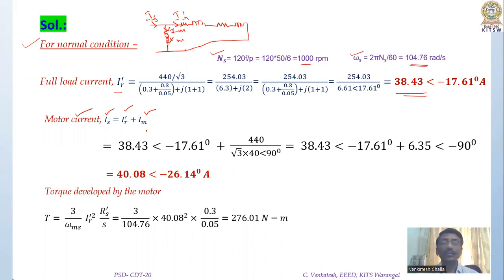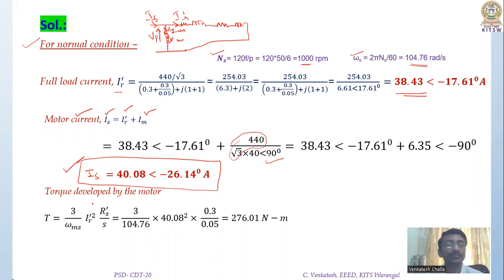So we have to find IM, then we'll find the total current IS, the supply current or the motor current, by adding IR' and IM. IM is nothing but the phase voltage divided by XM. So 440 by root 3 is the phase voltage, divided by XM, that is 40 at an angle 90 degrees. Solving, you will get IS equal to 40.8 at an angle minus 26.14 degrees amperes. Once we find that, we can find the torque T, which is 3 by omega ms into IR' squared into RR' by S, and solving you will get 276.01 Newton meter.